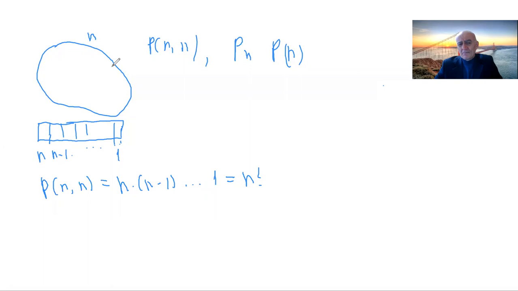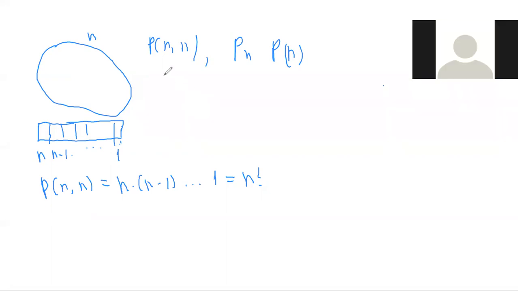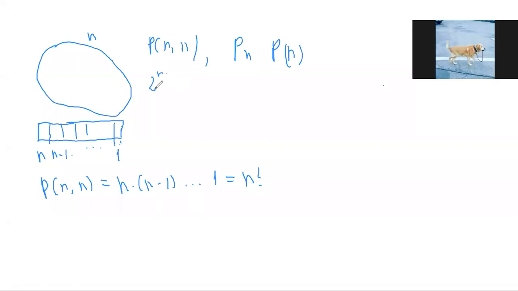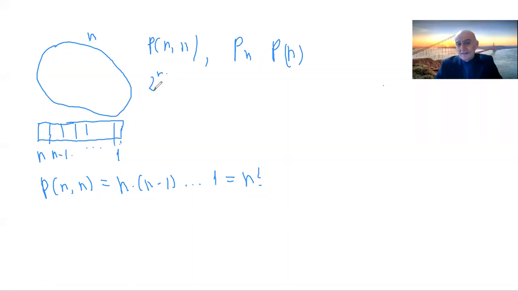Now, hopefully you remember what is the number of subsets of a set of n elements. What is this number? 2 to the power n. Very good. This is 2 to the power n, and we proved it by induction.